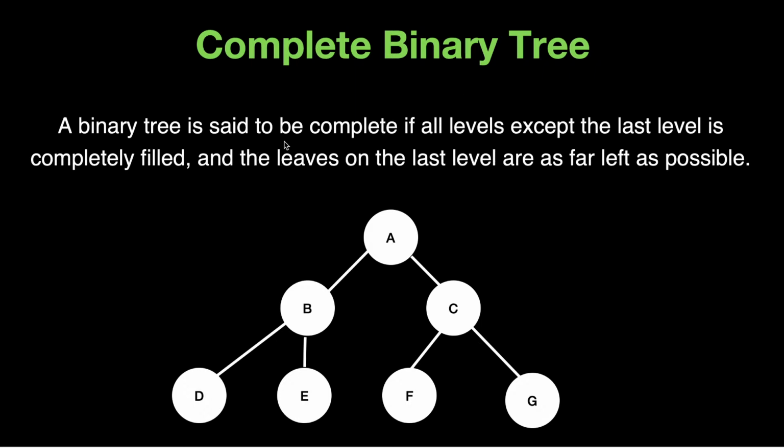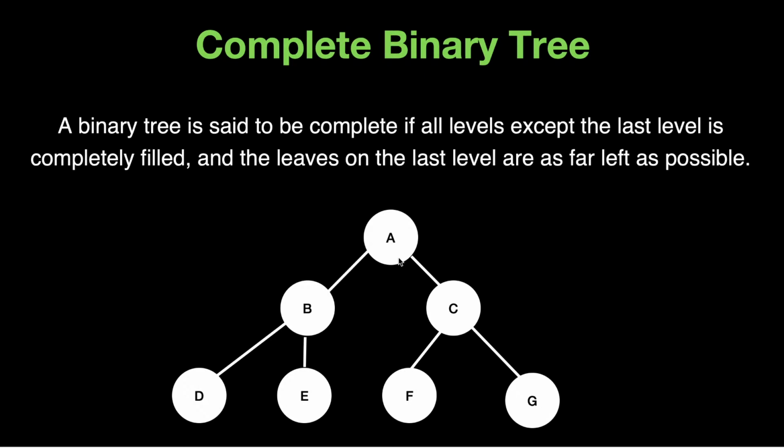A tree is said to be complete if all of the levels except the last level are completely filled, and the leaves on the last level are as far left as possible. They are stuck on the left side. For visualization, you can assume that there is a magnet on the left side, and all of the nodes are pulled by that magnet.